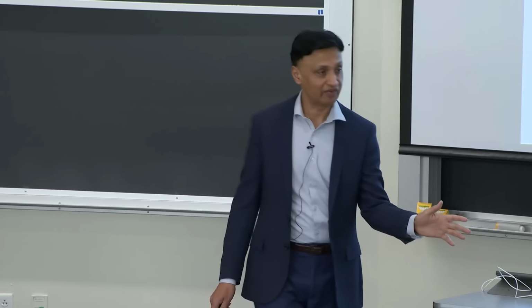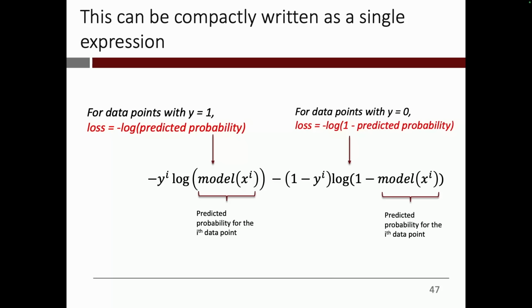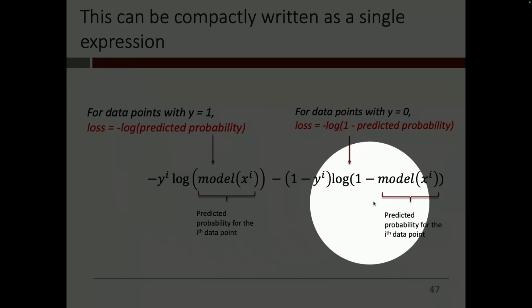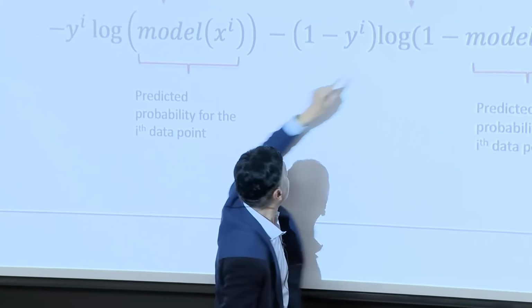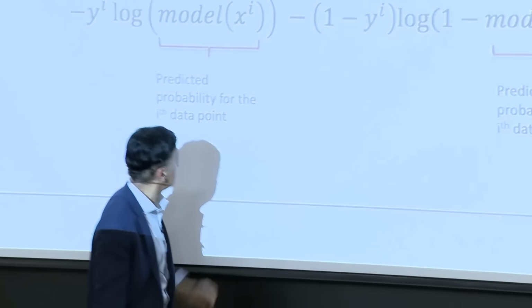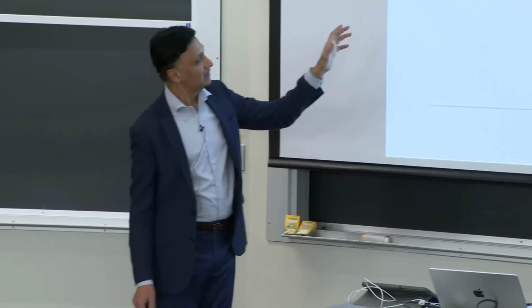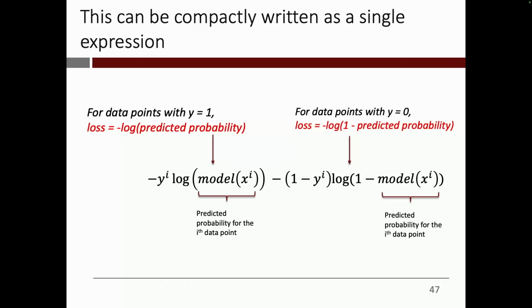But no worries, this is MIT. We have our bag of math tricks. So we can combine them both into a single expression, like this. Here, yi is the ith data point. Remember, yi is either 1 or 0 always. And model of xi is the predicted probability. I've just taken the minus and moved it here, and taken the minus that was here and moved it here. That's why you see it like this. You can convince yourself that this single expression will get the job done.